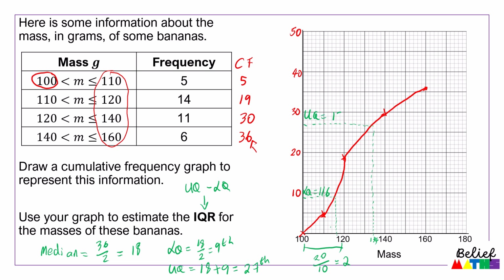So the upper quartile is 134. Therefore, finally, running short on space, so I'll do it up here at the top. The interquartile range is 134 minus 116, which gives us an answer of 18. Okay, so our answer for the interquartile range is 18.